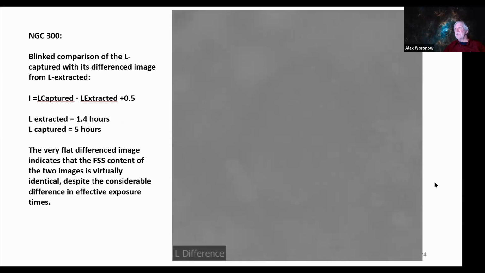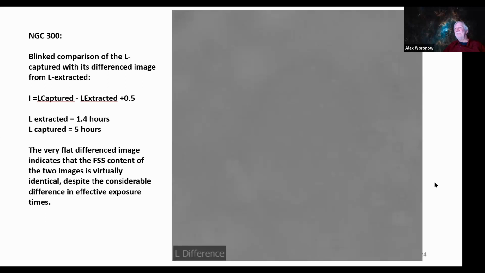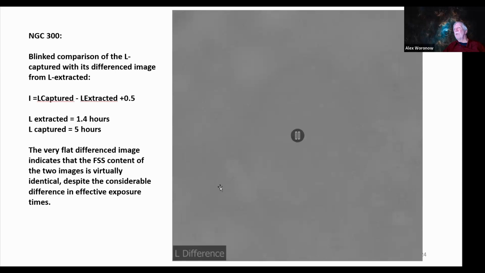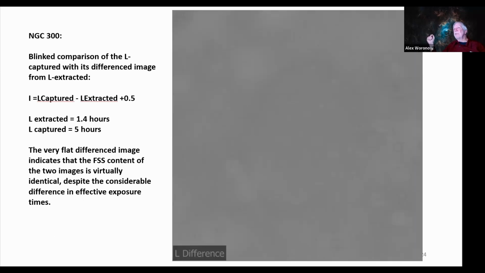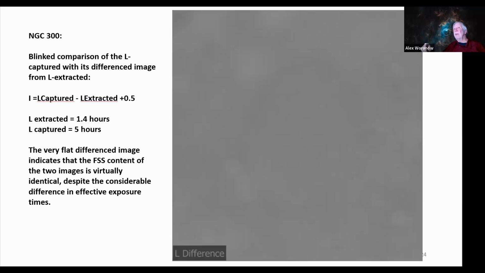Here's a galaxy just for difference. And here's that map again of the differences between the two images. This is a difference image. So this is the L captured minus L extracted plus 0.5. So the image is more or less uniform, the gray at 0.5, showing that there are no real major differences to the human eye between the L captured and the L extracted.